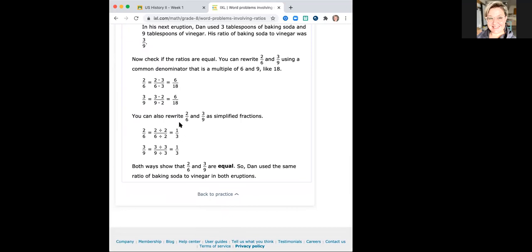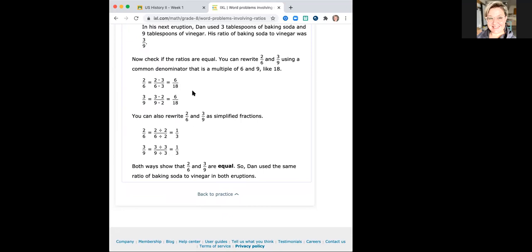We can also rewrite 2 over 6 and 3 over 9 as simplified fractions. So we can do 2 over 6, and we know that we can simplify that further. We can divide 2 by 2, and we can divide 6 by 2 and get 1 over 3. Same thing with 3 over 9. We can simplify that further and just simplify the fraction down as much as we can.